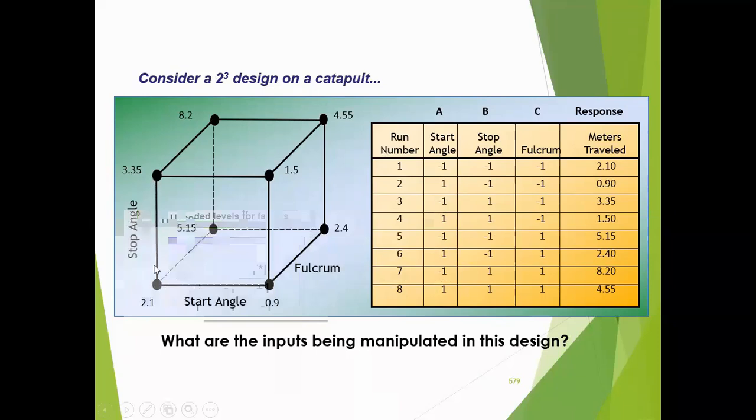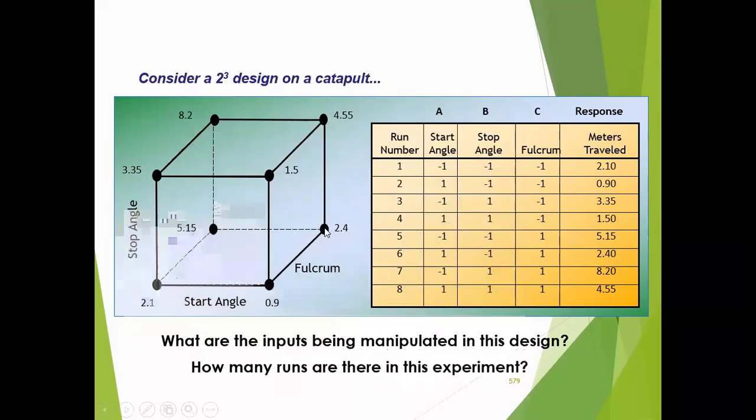So here there are three variables: stop angle, start angle, and fulcrum. And then you have the highest combination of this particular variable, which is the highest number. So all these are different combinations, these numbers that you see, and then you select the best possible output.